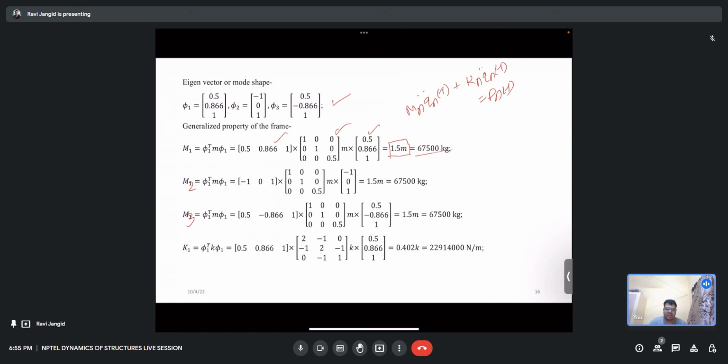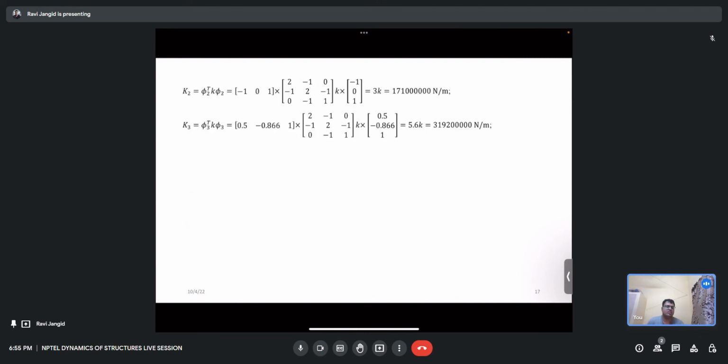Now determine k1, k2, k3, in which only the matrix will be changed. So after calculating, this is your k1, k2 and k3. These are my generalized k1, k2, k3. Now the generalized force.